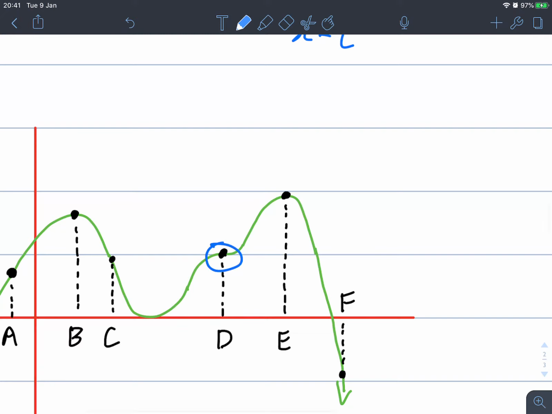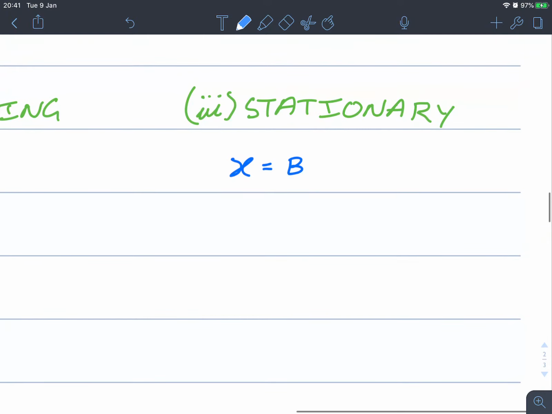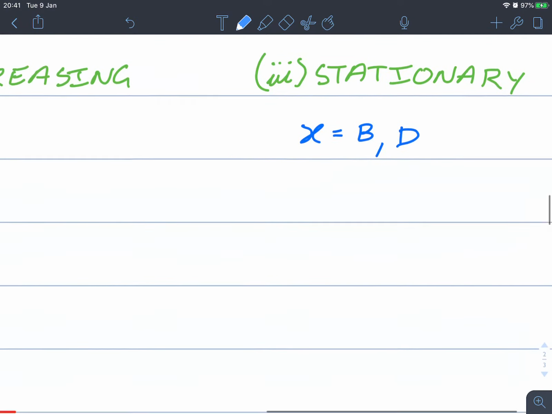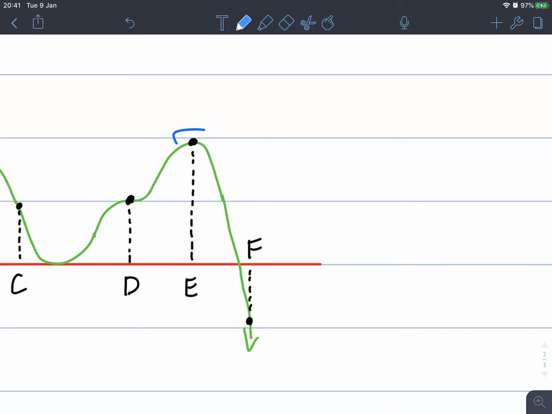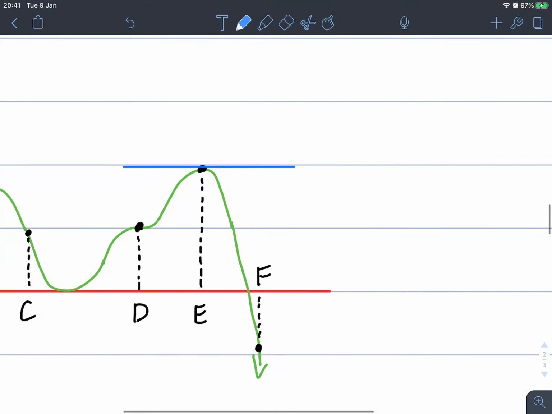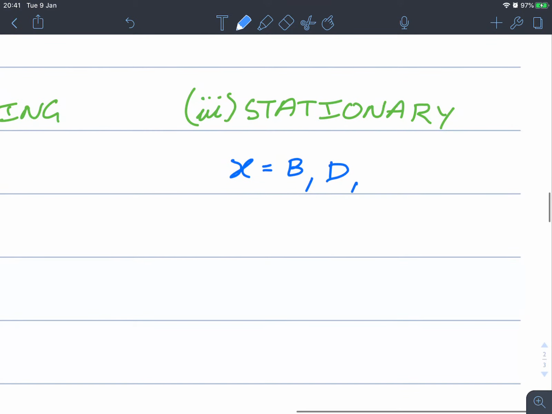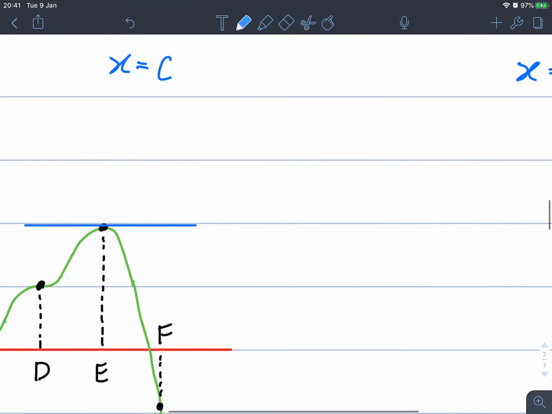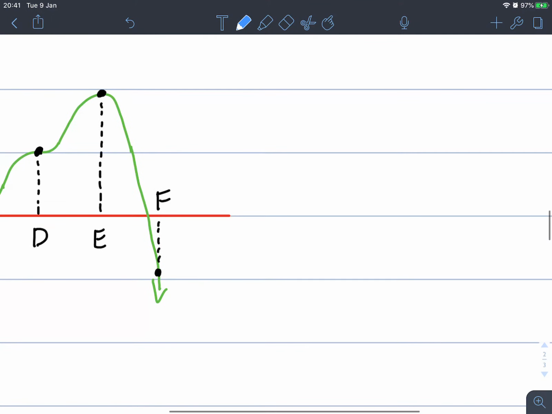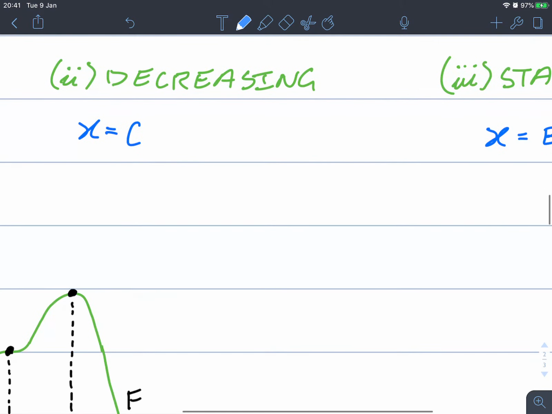Next one, this point D. If we draw a tangent at this point, it is exactly flat. That is a 0 gradient. So that is a stationary point. So D is also stationary. Point E here. Draw a tangent at that point. Once again, it's flat. It has a 0 gradient, so it is a stationary point. We have one last point here, F. If you draw a tangent at that point, you can see that this tangent has a negative gradient. So F is decreasing.